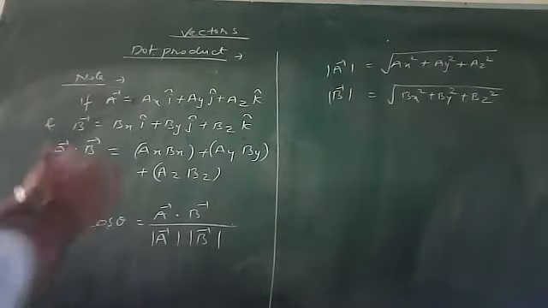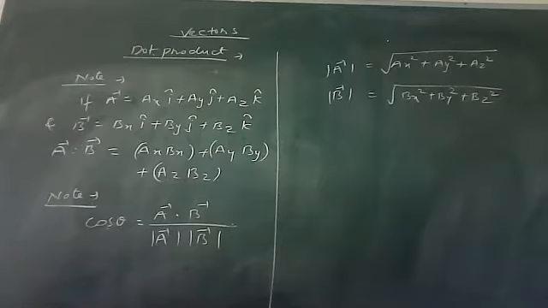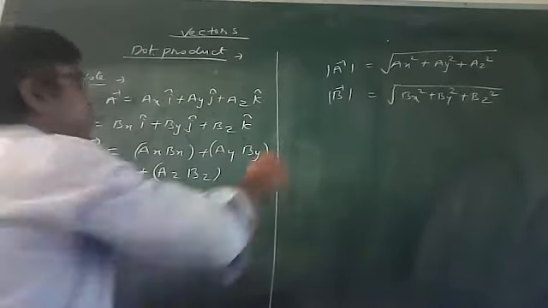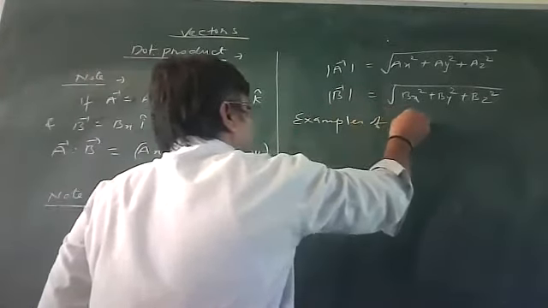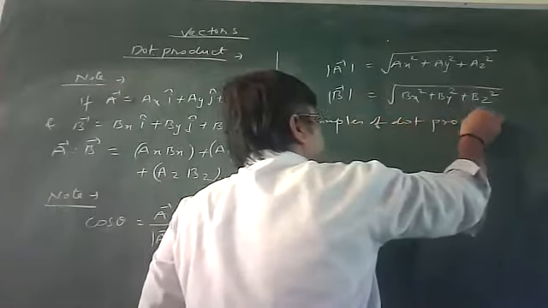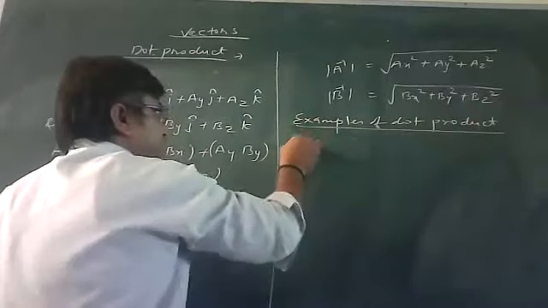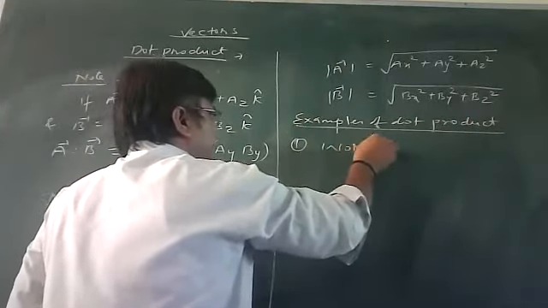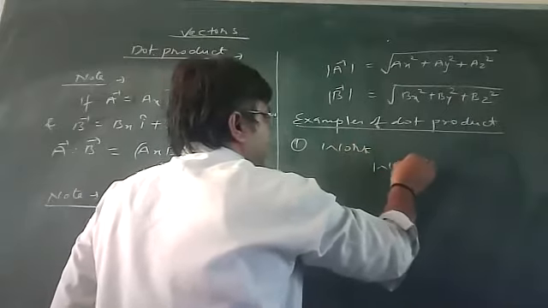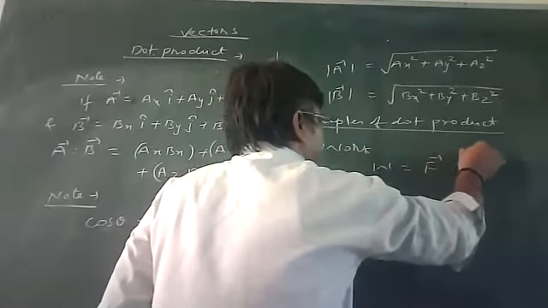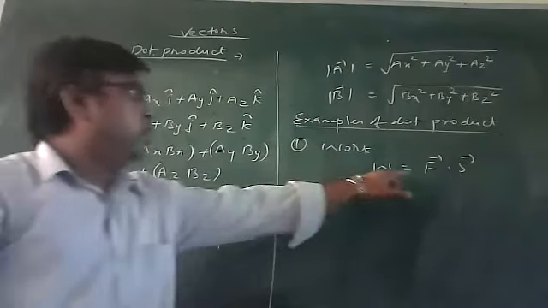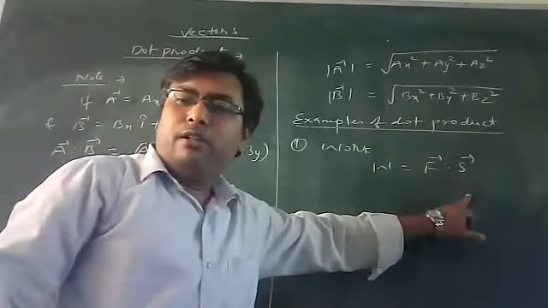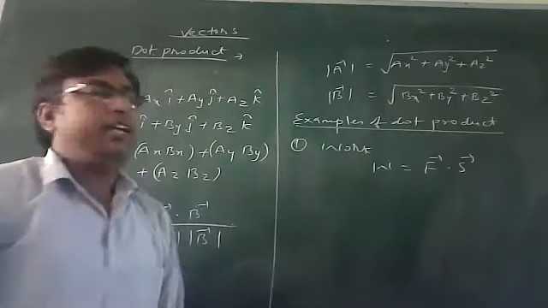Now we'll do some questions based on all these topics that will make it clear how the dot product is utilized. Let me write some examples also. Examples of dot product in physics. First example is work done. When you want to find work done, W is the dot product of force and displacement. Force is a vector. Displacement is also a vector. But work done is a scalar quantity.